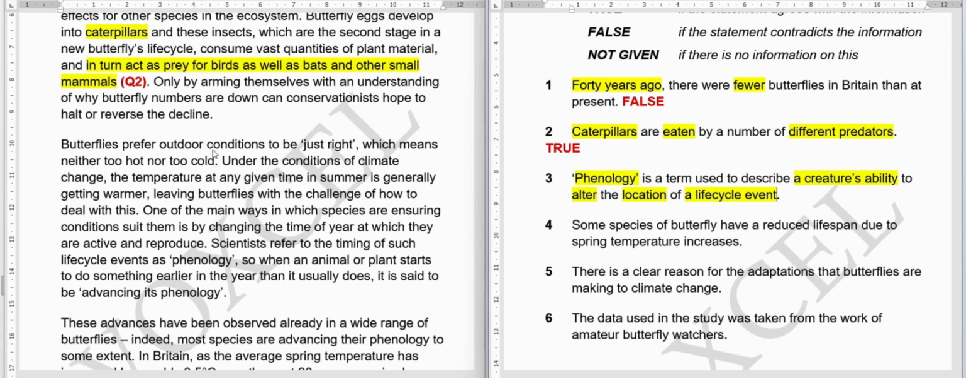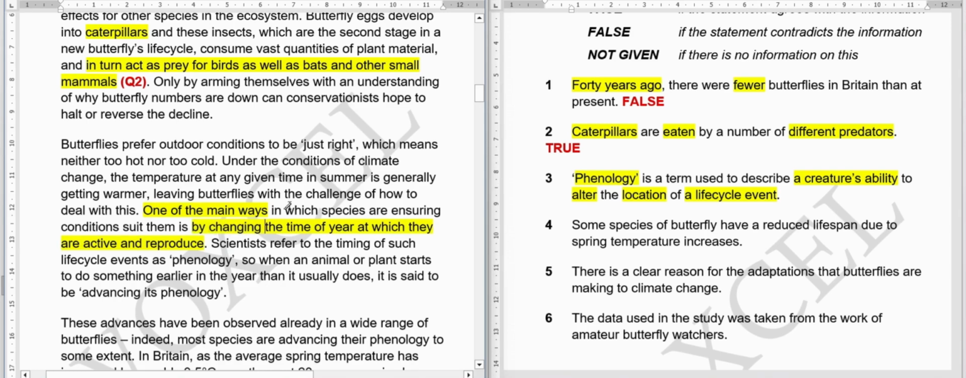So they are saying what kind of temperature butterflies prefer, and now what is happening around the world, that temperature is getting warmer, so it is making it difficult for butterflies to lay eggs or to survive. One of the main ways in which species are ensuring conditions suit them is by changing the time of year at which they are active and reproduce. So one way is they are changing the time of the year in which they are active outdoors and reproduce. So they are changing their breeding cycle.